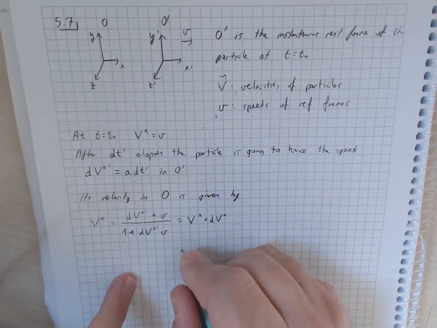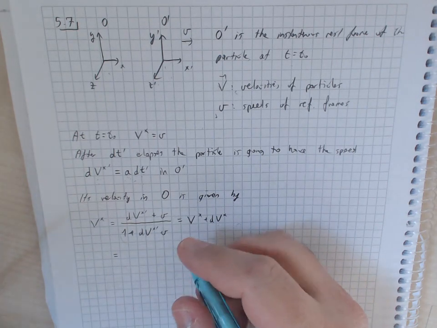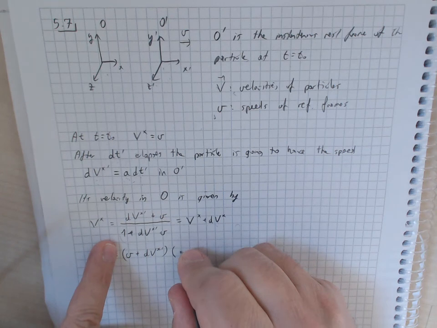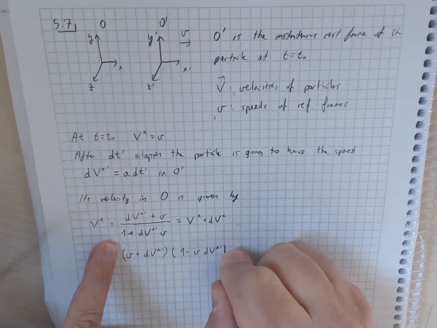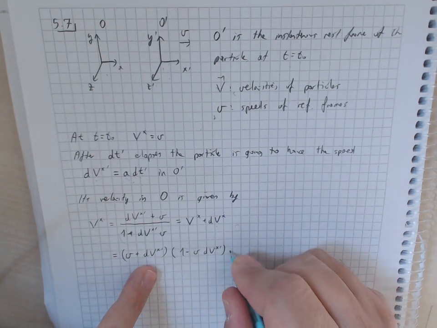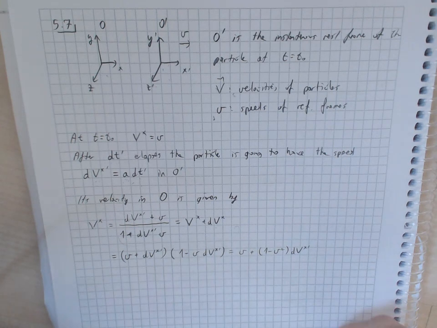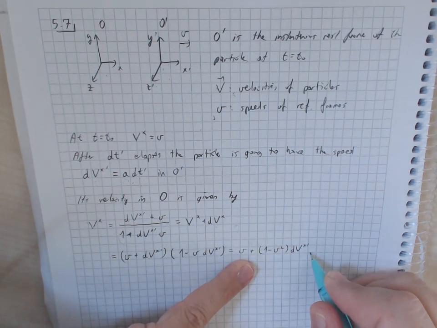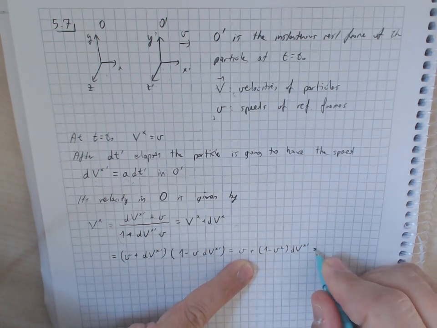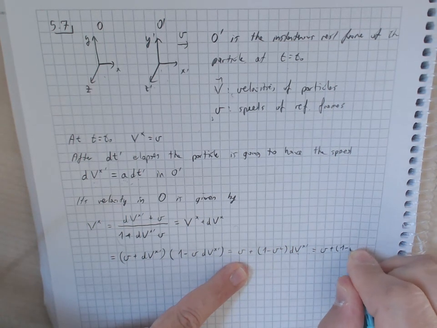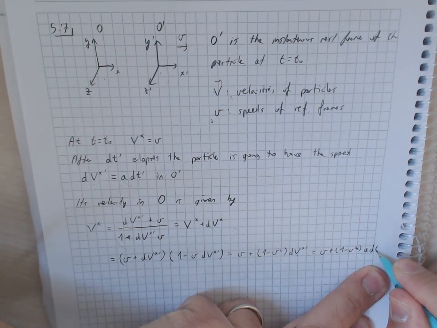Now I can calculate this to first order in the differentials. So this is going to be V plus dVx prime, and to first order in differentials, 1 minus V times dVx prime, and I can multiply and just throw out the cross term. This is going to be V plus 1 minus V squared times dVx prime. Okay, so this part is what we call the change in the velocity. I can write this by recognizing that this differential change is just a times dt prime, so V plus 1 minus V squared times a dt prime.